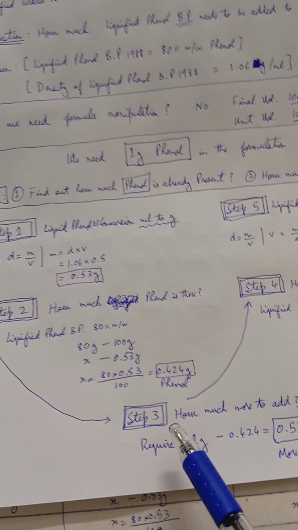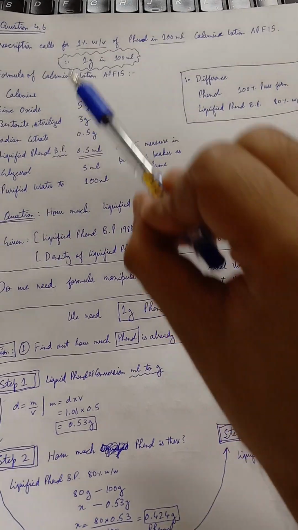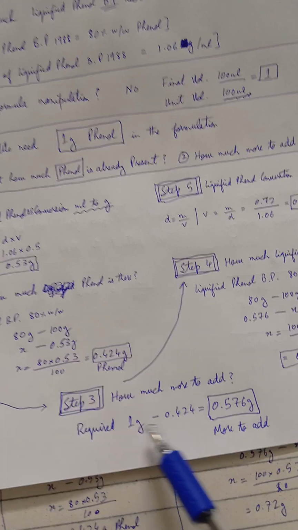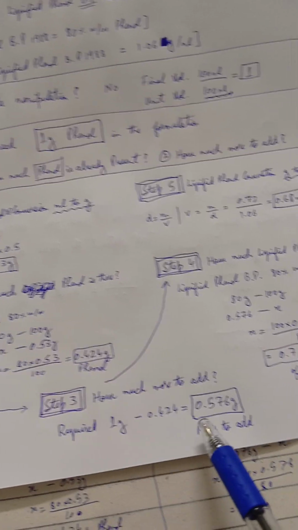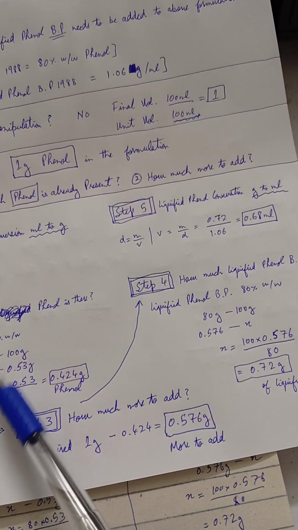0.424 grams. Now step 3, how much more to add? What is required? 1 gram. This is it, required 1 gram. 1 gram minus this one which is already present. Now we need to add this much more to this formulation.